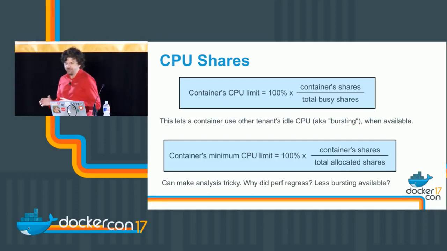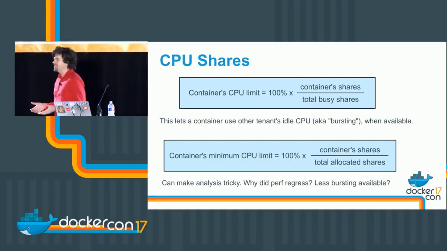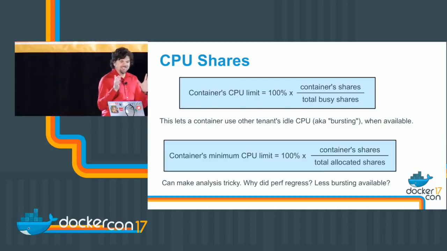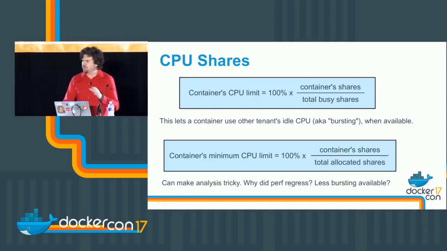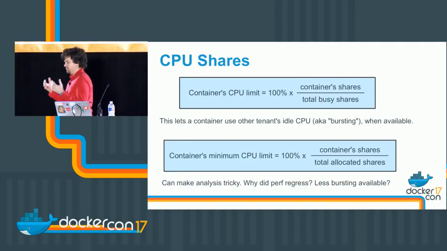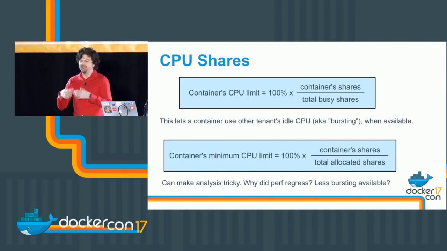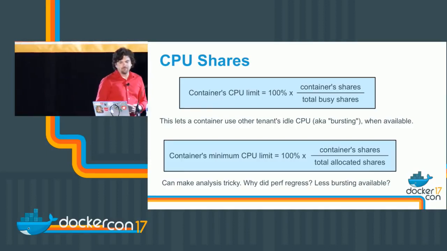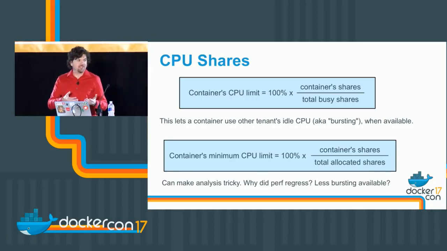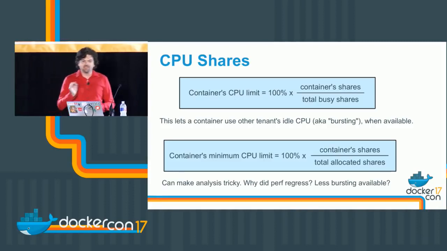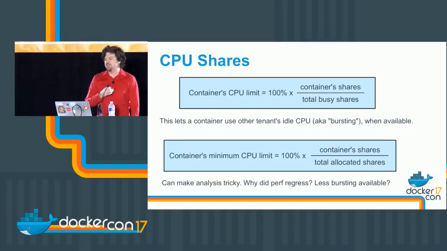CPU shares is often described as complicated. I think the algorithms that are used are not that complicated. So the container CPU limit that you get is your container share value divided by the busy shares on the system. So if I had 100 shares and there were 200 busy shares on the system, I would get 50% of the available CPU. If I had 100 shares and there were 100 shares that were busy on the system, I was the only container that was busy, then I get all of the CPUs. So this is a way that I can use other tenants' idle CPU proportionally.